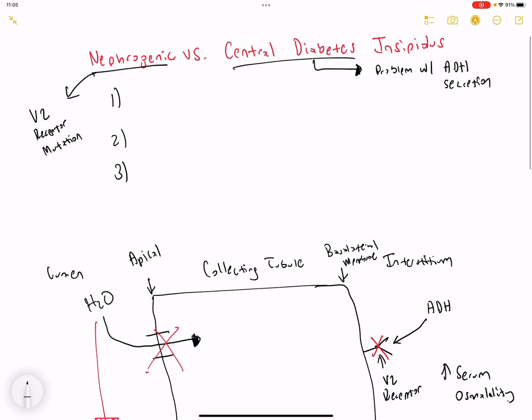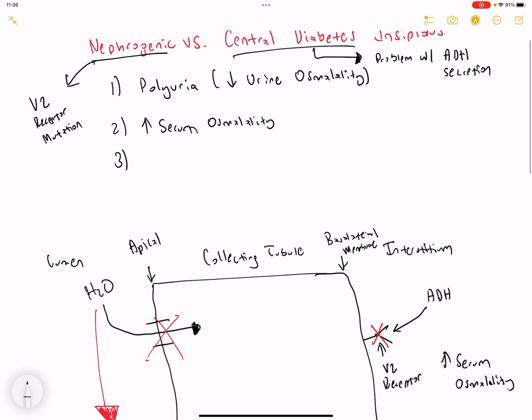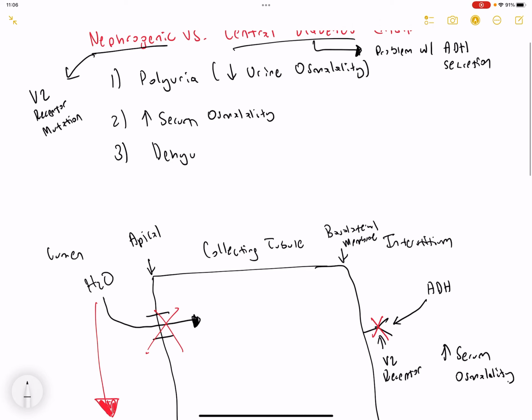So in both of these diseases, patients are going to present with polyuria because they're not going to be able to concentrate their urine. So the urine is going to have a low osmolality. These patients are going to have a high serum osmolality. Why? Because they're not able to reabsorb water through those aquaporins in order to bring their serum osmolality down. And also these patients are going to present with dehydration.